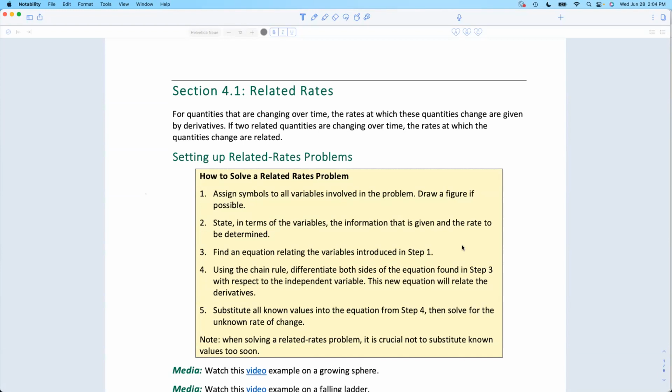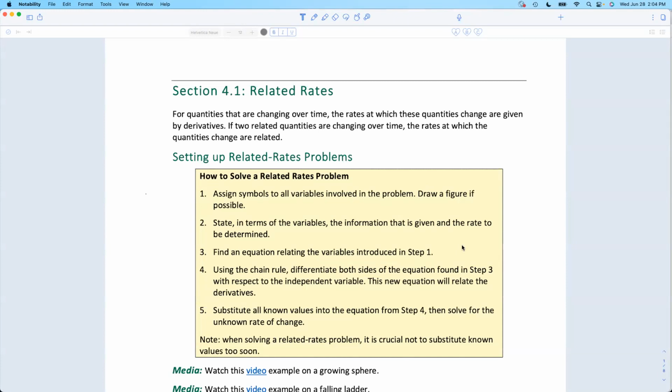Now, the way most of these are set up is we'll have a couple of different variables in the problem. We'll figure out some way to relate those variables. We'll find some equation. Maybe our variables will be volume and radius. And we'll write down the formula for volume of a sphere.